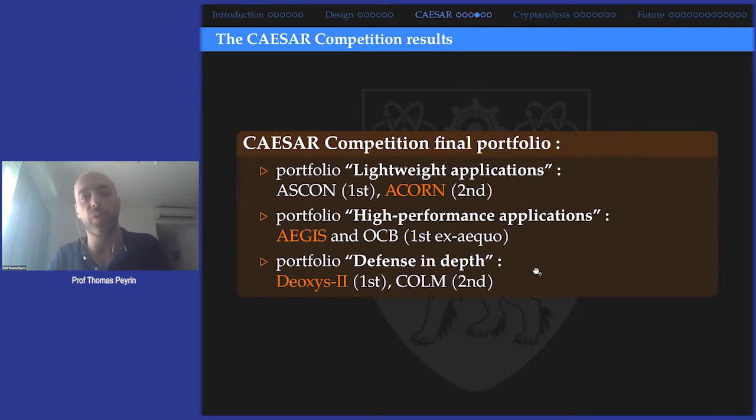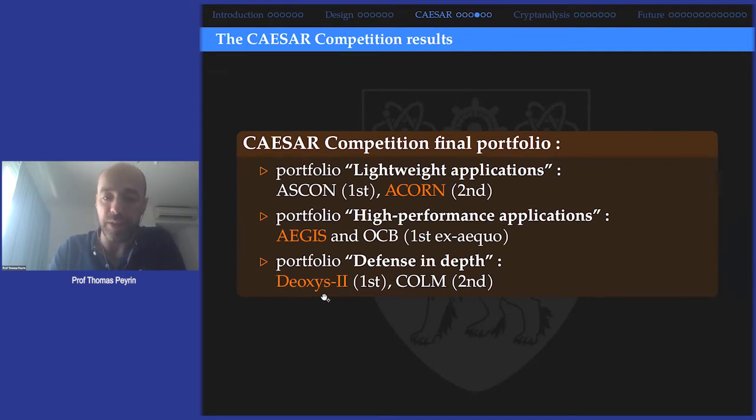So this was a portfolio for extra security, basically. Designs that were providing more than just the security that an authenticated encryption algorithm usually provides. They will go a bit further up and try to come up with extra protection, basically. I will explain very briefly afterwards what this is about.